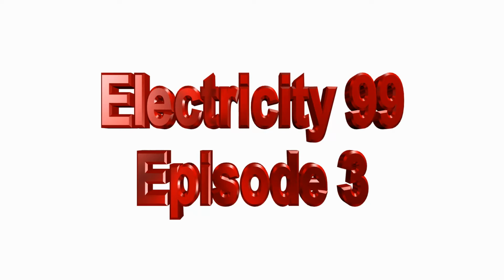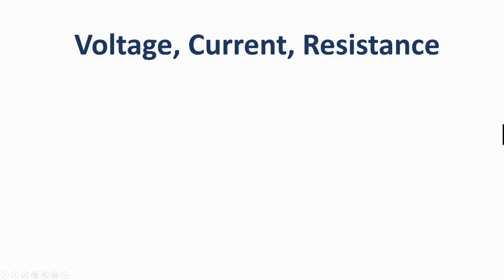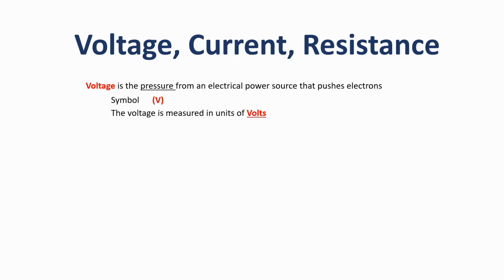Welcome to Grandpa's Railroad. Today we're going to be talking about voltage, current, and resistance. Voltage is the pressure from an electrical power source that pushes the electrons. This power source could be a battery or it could be a regulated power supply, for example. The symbol for voltage is V, and voltage is measured in units of volts.